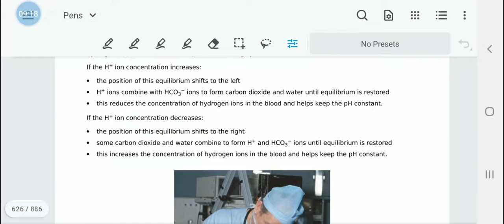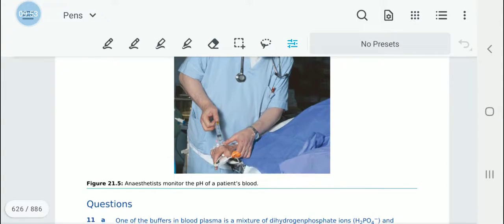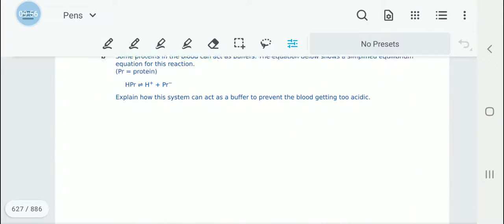So that will reduce the concentration of hydrogen ions in the blood and leaves it constant. If the H plus ion concentration decreases, then the position of the equilibrium will shift to the right, because that means there is more carbon dioxide and water. So then some carbon dioxide and water will combine to form H plus and HCO3 minus until equilibrium is restored. So this will increase the hydrogen ion concentration and keeps it at a constant level. I hope that makes sense.